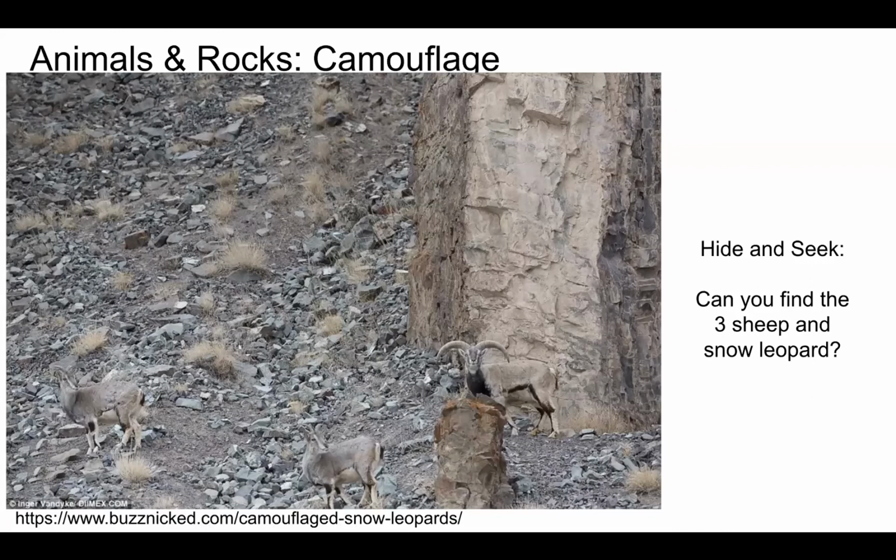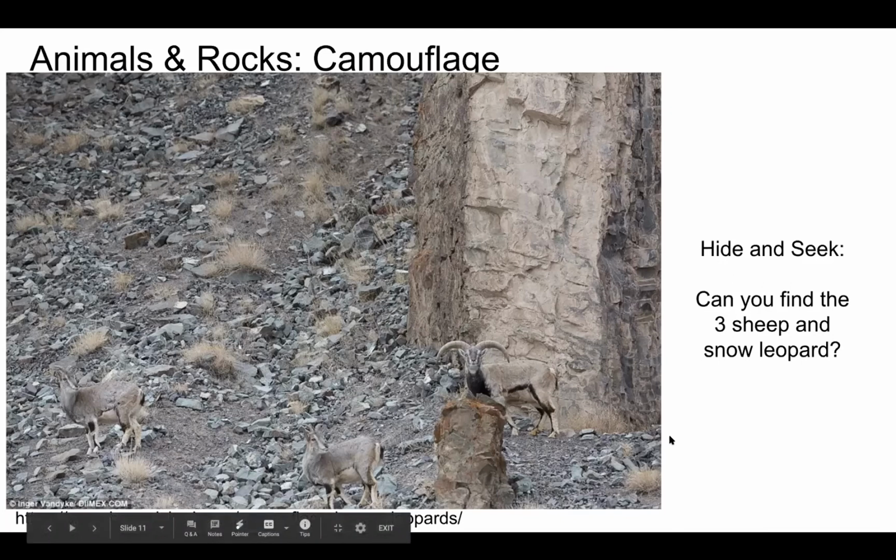So look at this picture here. Can you guys find the 3 sheep and a snow leopard? So the 3 sheep are these animals that have horns on them, and then there's a snow leopard. It looks like a cat. So see if you can find those 4 animals hiding in this image.